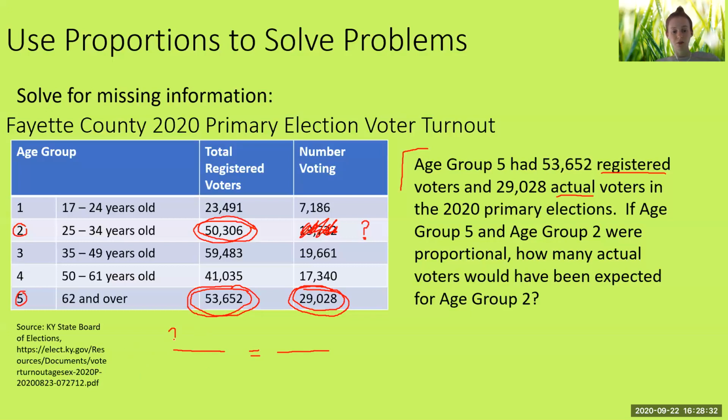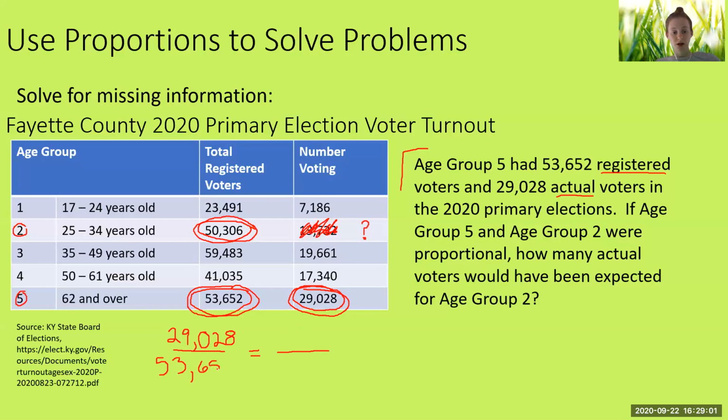I'm going to put the smaller number on top, even though it actually does not matter which number goes where, as long as you are consistent for both of your ratios. So if I decide to put actual voters on top here, then actual voters are going to need to go on top on the other side. Okay, so this is the ratio for age group 5.